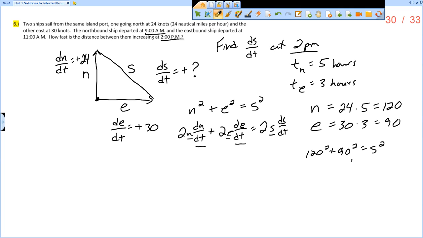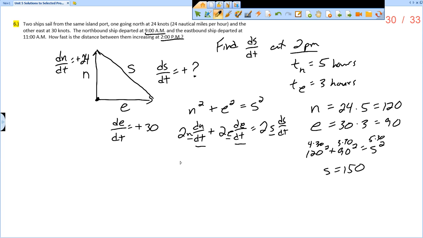Now, you want to use the Pythagorean theorem to solve here, but keep in mind, this is really just a 3, 4, 5 right triangle. So S should be 150, because 90 is 3 times 30, 120 is 4 times 30, so then S should be 5 times 30.